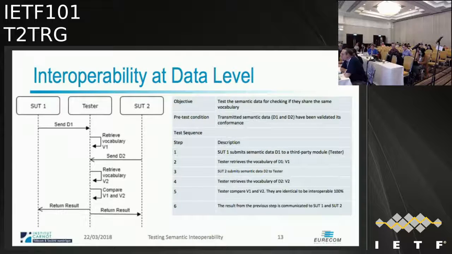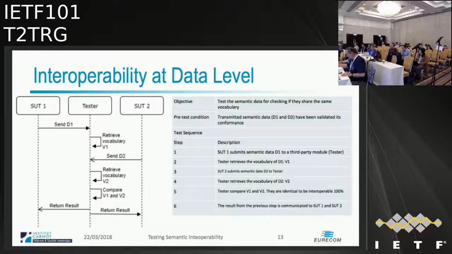So the next test we are doing is to see how to achieve interoperability at the data level. So in this particular case, we extend what you saw in the last slide into this slide. So we have two systems under test and a third-party tester. So here our objective is to test the semantic data for checking if they share the same vocabulary.